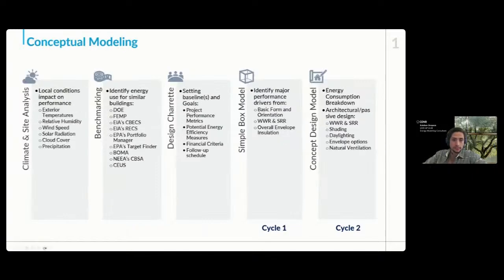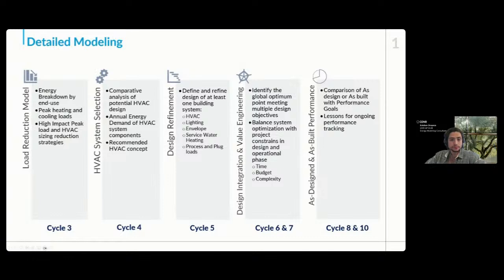That defines the level of conceptual modeling, and then detailed modeling goes beyond and starts with a low reduction model, which you would always like to do before as part of the process of HVAC design. In this part, you also make an energy breakdown, but now by end use, and you establish the peak heating and cooling loads for your building in a way that you can see high impact peak load and HVAC sizing reduction strategies to map them and explore them in detail later.